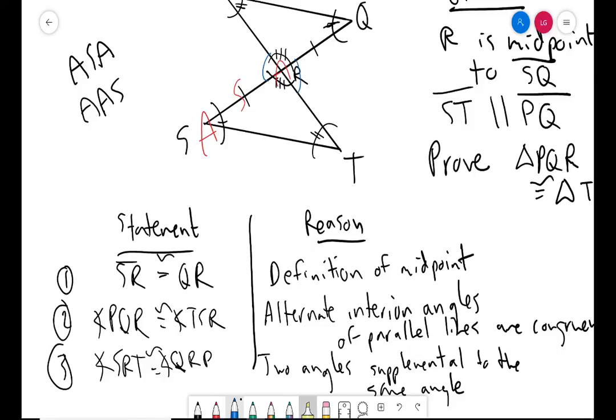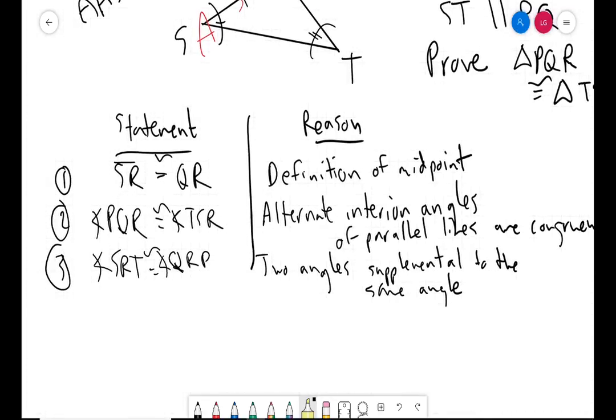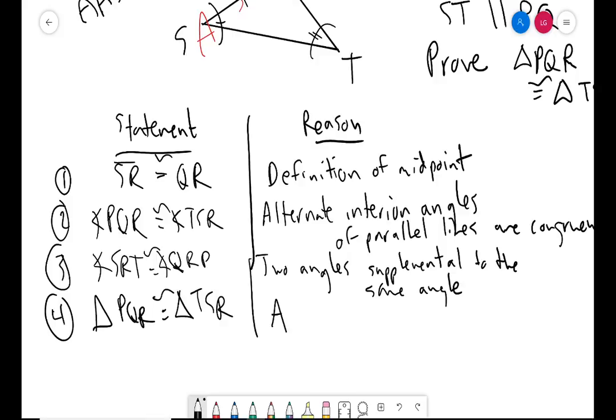Notice the supplemental nature here, right? The yellow highlighted part recognizes that these two angles together are 180. Same for the other yellow highlighted part. But they're talking about the same second angle, right? So they must be identical to each other. And therefore, triangle PQR is congruent to triangle TSR by the angle side angle postulate.